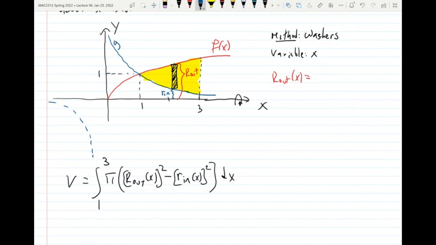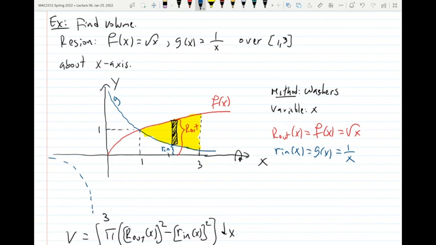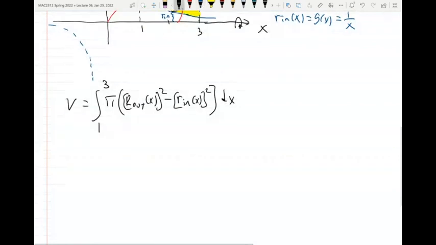I just use the function f, right? That's it. R out is f, which is square root of x. And what is r in? R in is given by the function g, which is 1 over x. Do you see that? R in is this little piece here. That little piece is given by the blue function. R out is all of this that's given by the red function. If this is moved somewhere else, then you have to do top minus bottom. Here I'm also doing top minus bottom. The bottom is 0 all the time. That's why it's there. And then you integrate that.